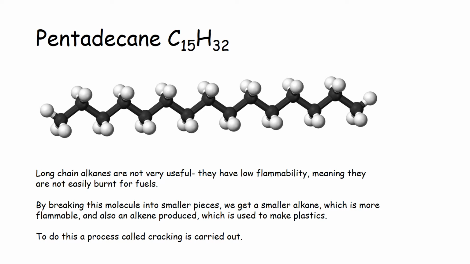However, when we break long-chain alkanes into smaller chain alkanes, so they have fewer carbons in, we also produce an alkene. Alkenes are really useful chemicals and are used to make plastics. The process of breaking down these long-chain alkanes is called cracking.